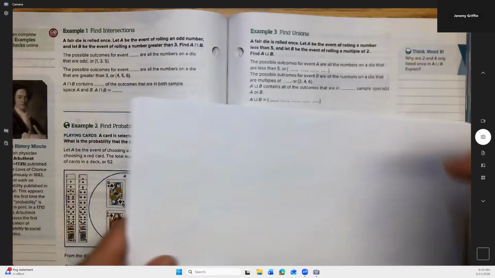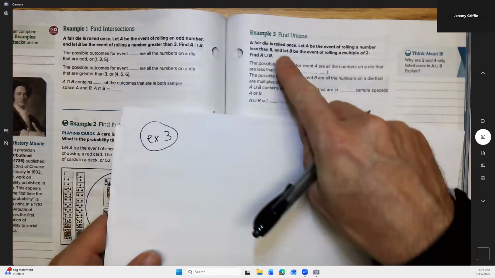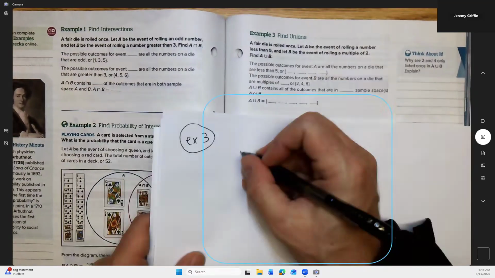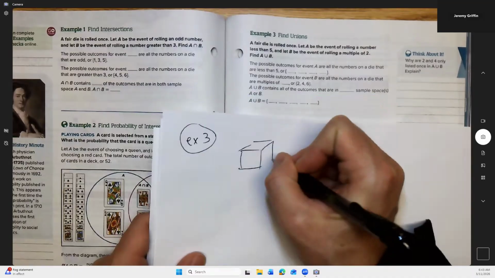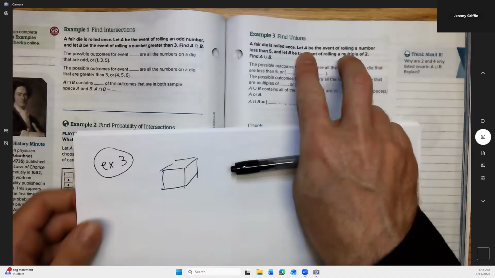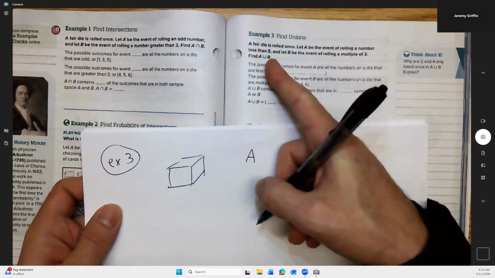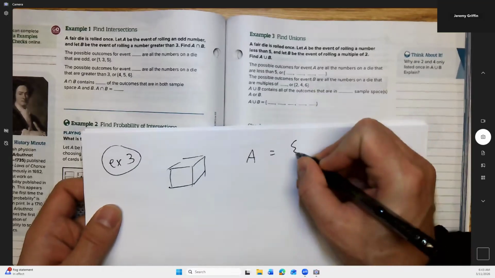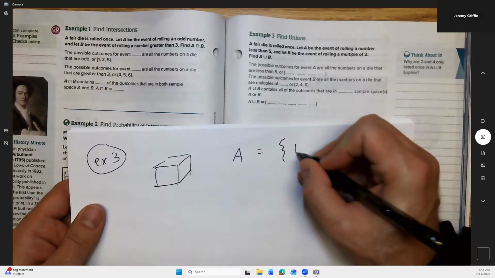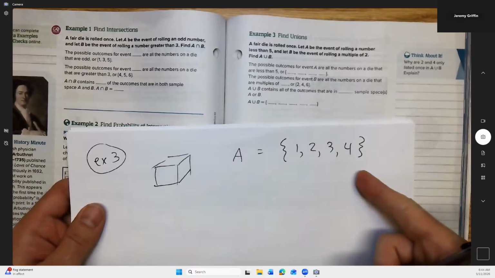Example 3. Now this actually is properly a union example. A fair die is rolled once. That's a fair die. Give you guys a little picture here. It has 6 sides, or numbers 1 through 6. Let event A be rolling a number less than 5. So we got some discrete possibilities. It could be a 1, a 2, a 3, a 4. I think that's it. Those are less than 5.